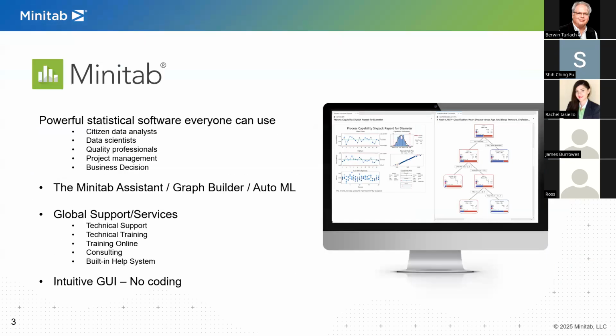So today I'm talking about Minitab, and mainly we talk about Minitab applications in mining and government. So this is the topic we talk about.